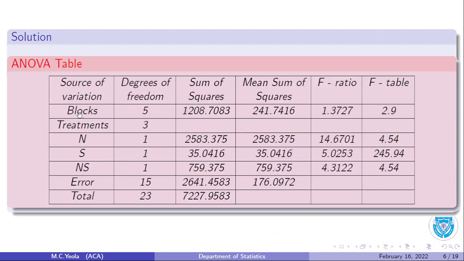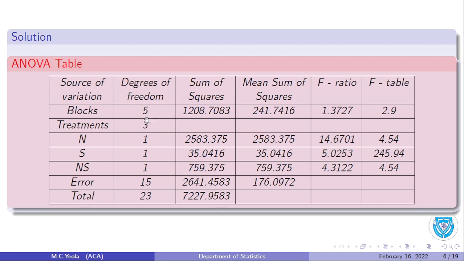So we'll go for ANOVA table here. Source of variation, degrees of freedom here in the second column, sum of squares, mean sum of squares, F ratio, F table here. So sources of variations are blocks, treatments, NS, NS. These are the actual treatments here. Okay, 4 treatment combinations. So because of that, we are having 3 degrees of freedom here. 6 blocks. So we get the degrees of freedom related to block as 5. 6 minus 1 is 5.